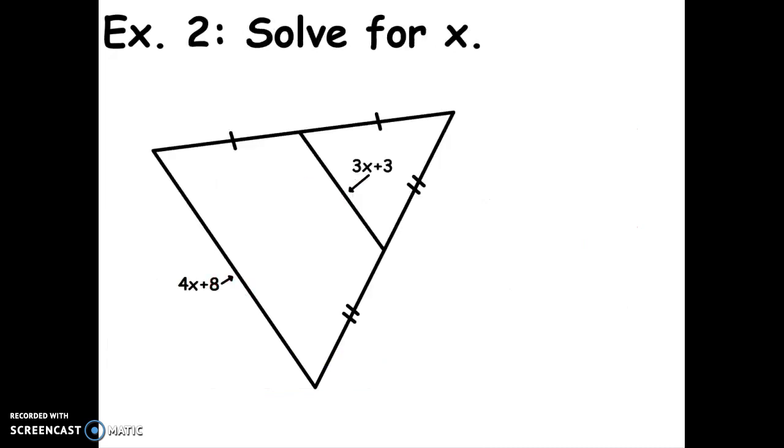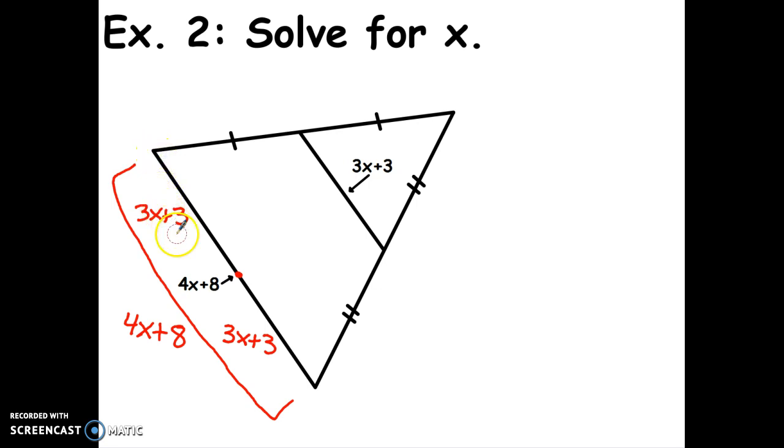All right, so example 2, we're going to solve for x. I want you to think about this in threes again. So this is our midpoint. If this is 3x plus 3, this is 3x plus 3, and this is 3x plus 3, and we know that the entire length is 4x plus 8. In order to solve for x, we know that 2 of these equals 1 of these.